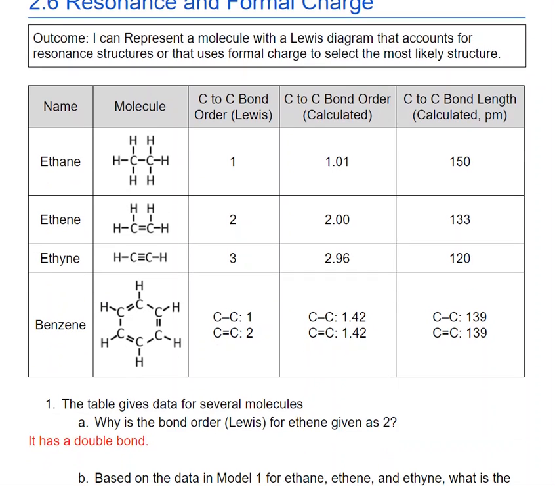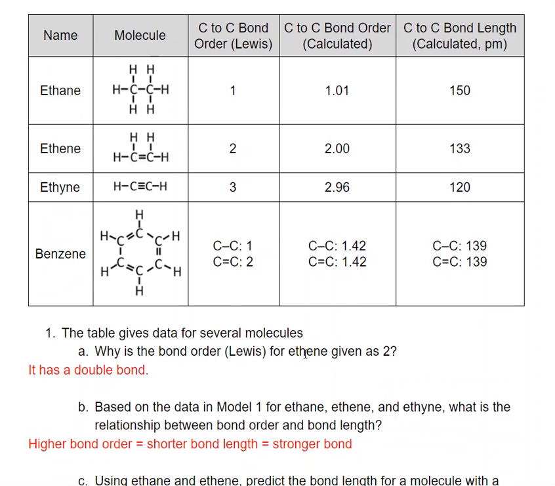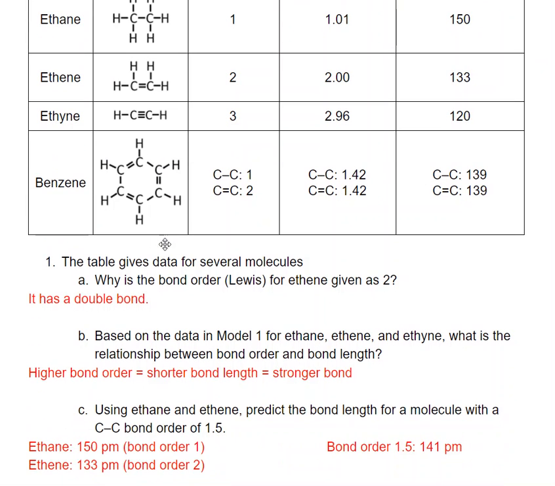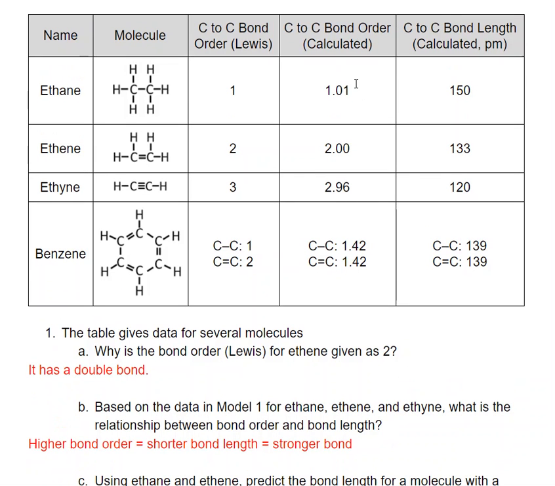So what is the bond order for ethene? Why is it 2? Because it has a double bond. So looking at ethane, ethene, and ethine, what is the relationship between bond order and bond length? So we see that as the bond order is increasing, that the bond length is decreasing.